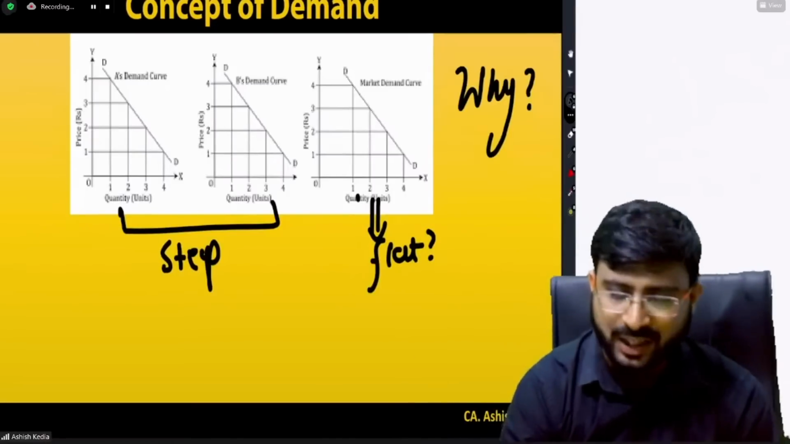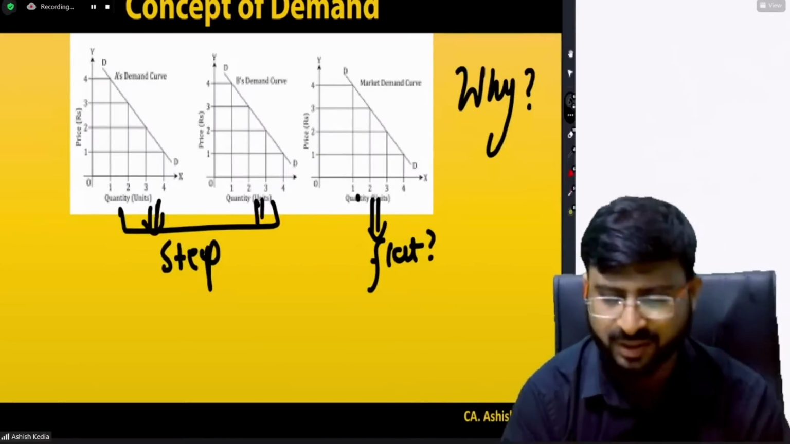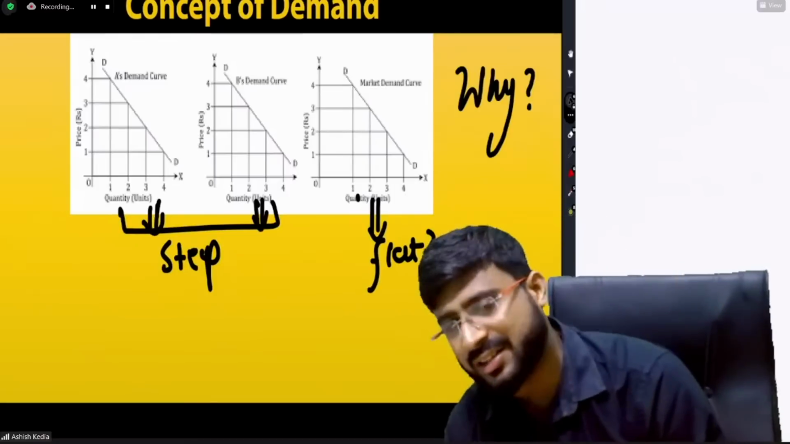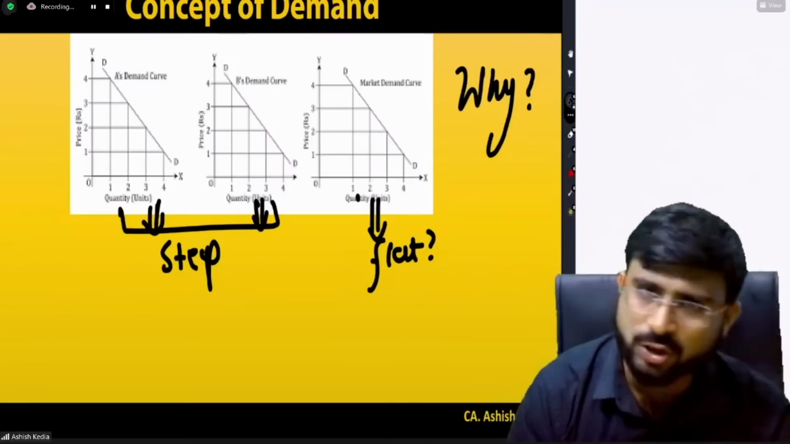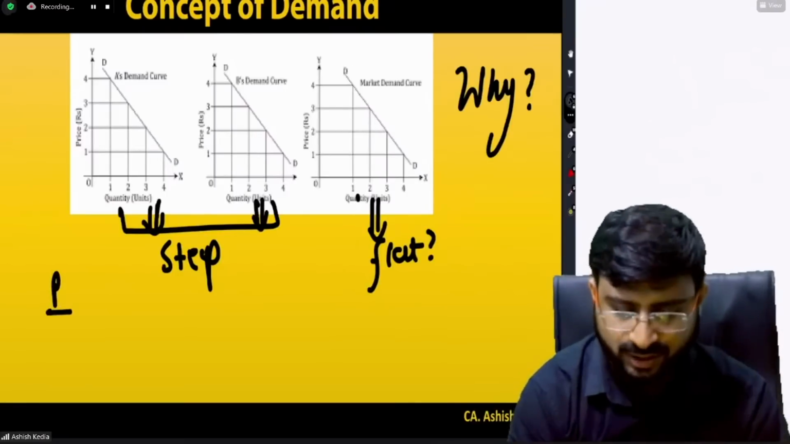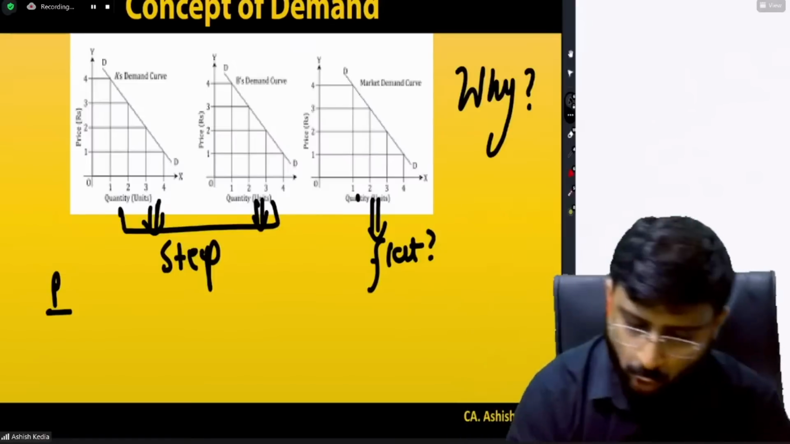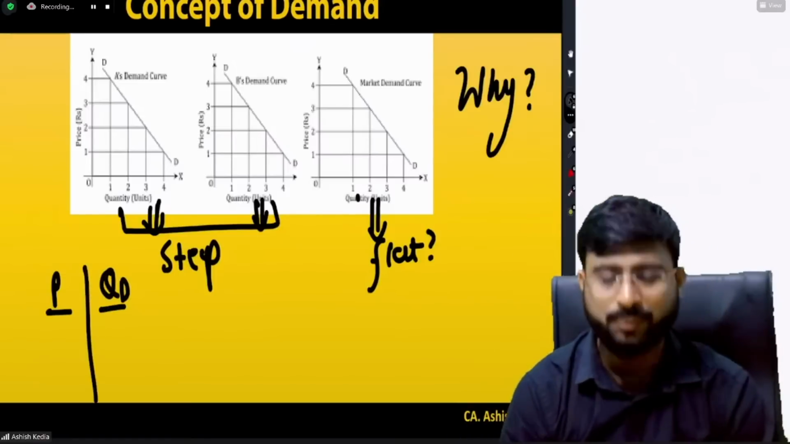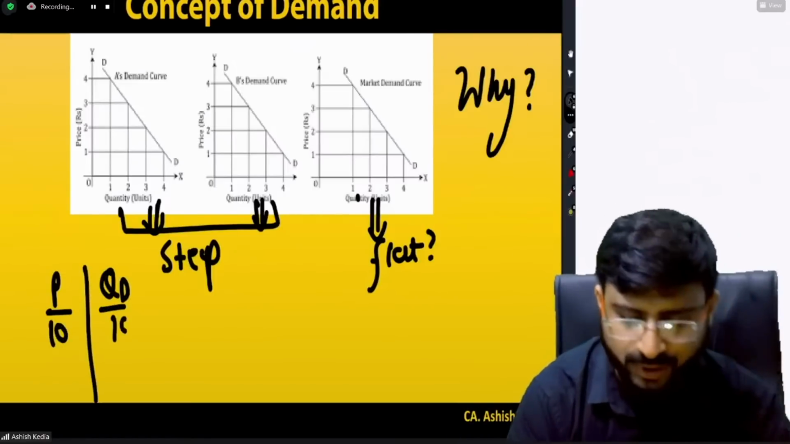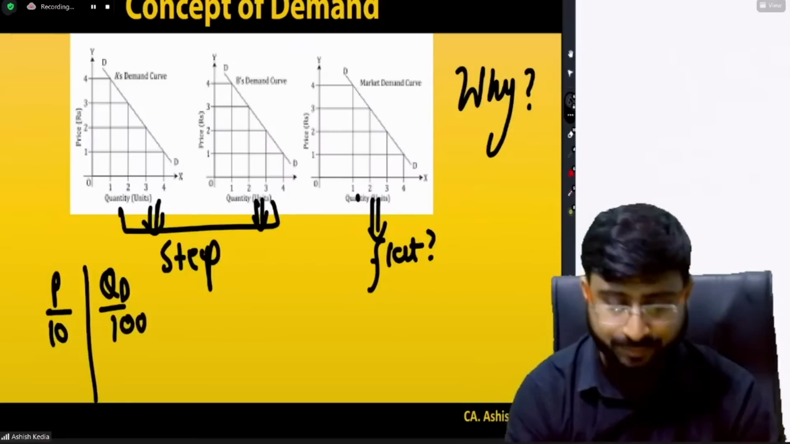See, in the individual demand curve, what happens? I will explain the answer both in English and Hindi, so listen carefully. In the individual demand curve, suppose you talk about price and quantity. When price changes, let's say it is 10 rupees, the quantity is 100.